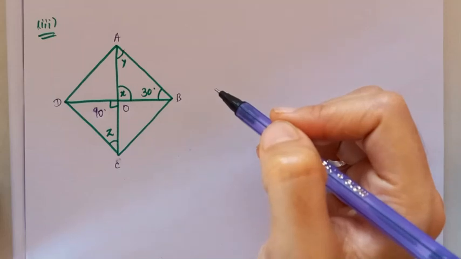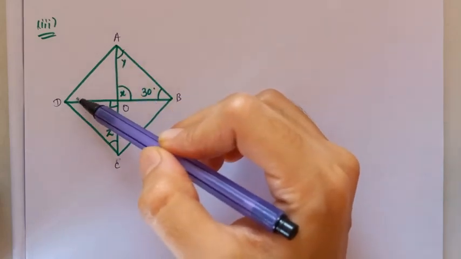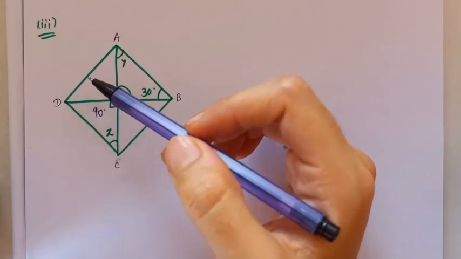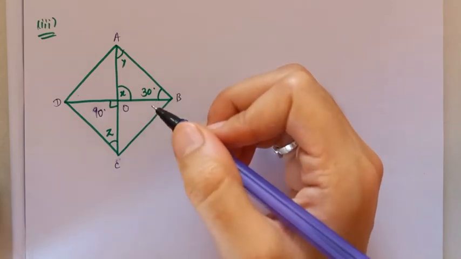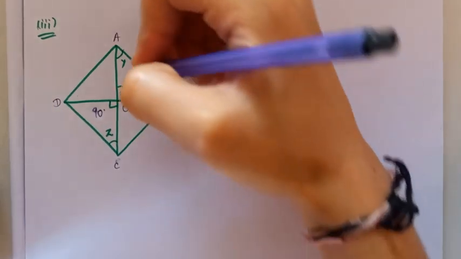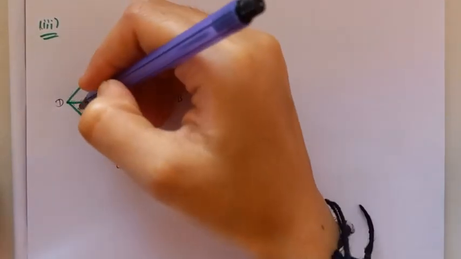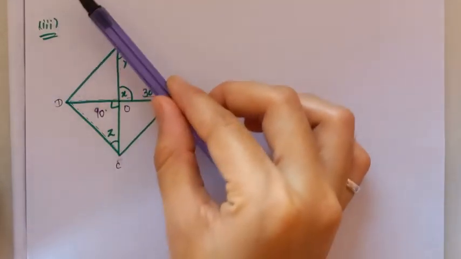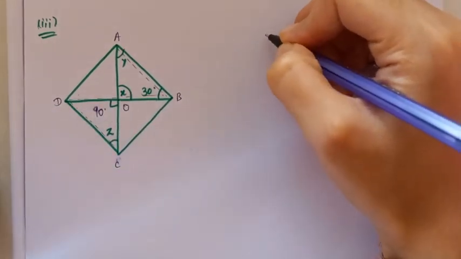And previously we have seen the property that if a diagonal bisects the angles, then if it is 30, the other half is also 30 degrees. Or we can use that Z rule also. See, this and this. You can see the Z, because AB and CD are parallel lines and one line is crossing them.